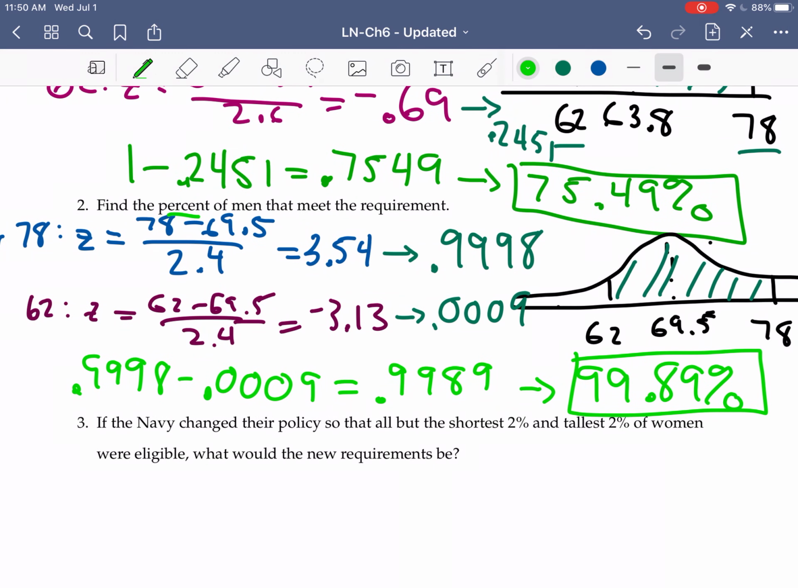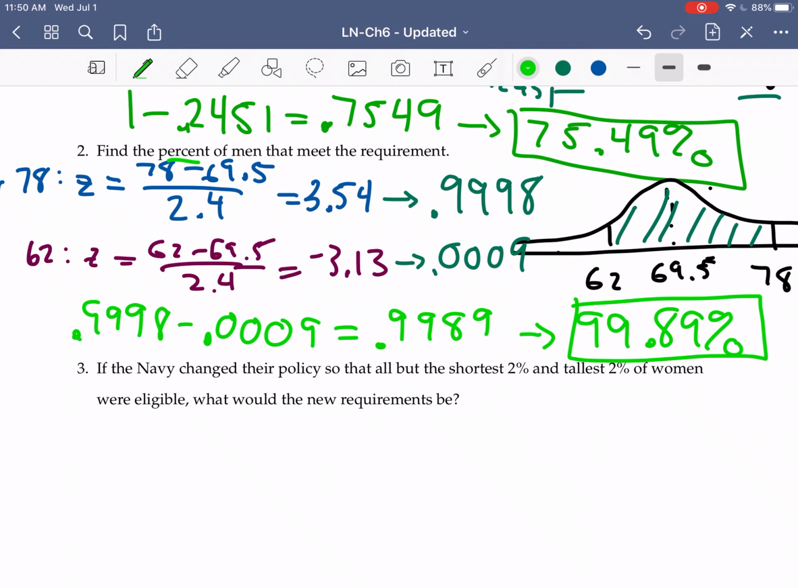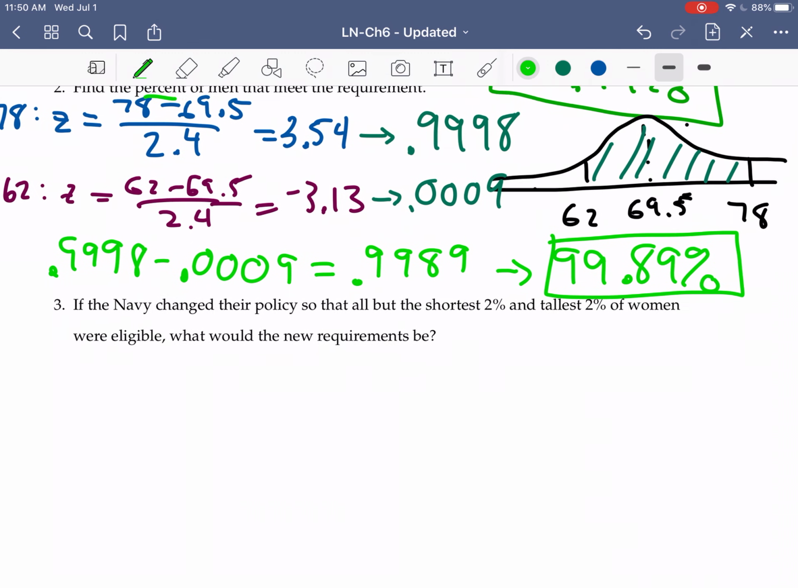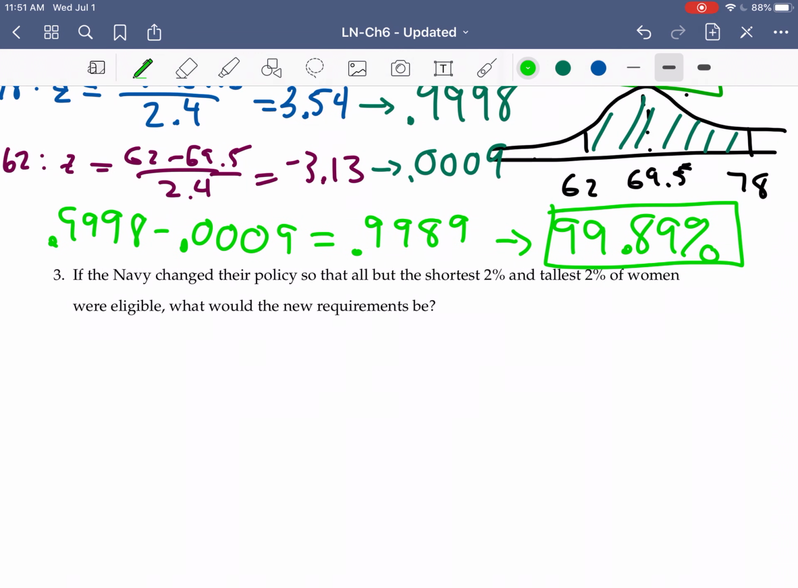Perfect. All right. So those are the percents. That's how we can go from data values to percents. We have one more question in this part. This last question is a little bit different, so let me address that in a different video. We will see you there.